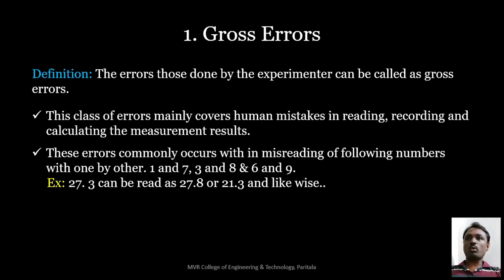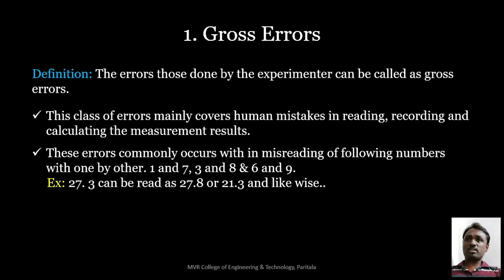27.3 can be read as 27.8 or 21.3. Here 3 can be replaced with 8, or 1 can be replaced with 7, and 7 can be replaced with 1. Likewise this type of mistake can occur.